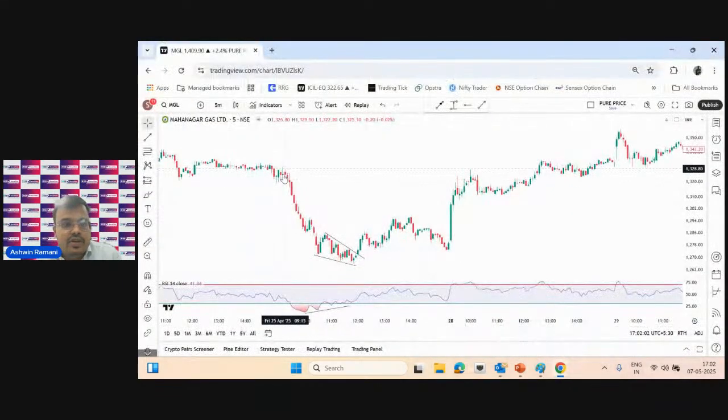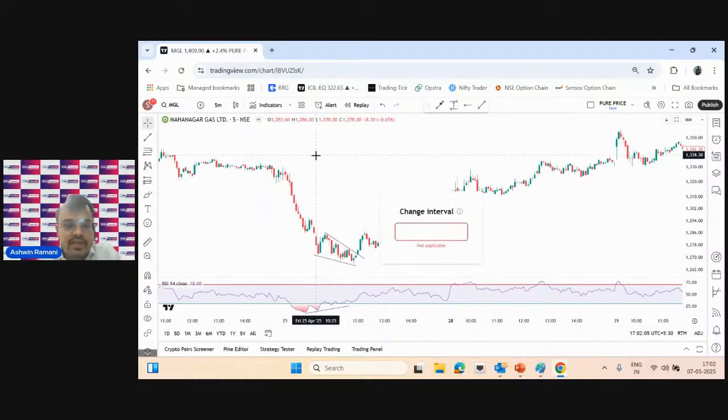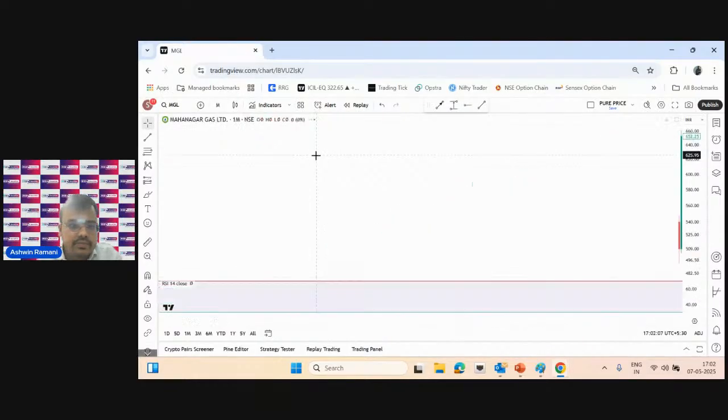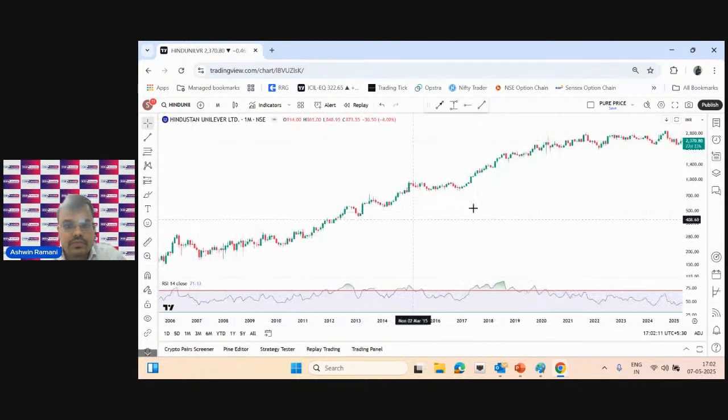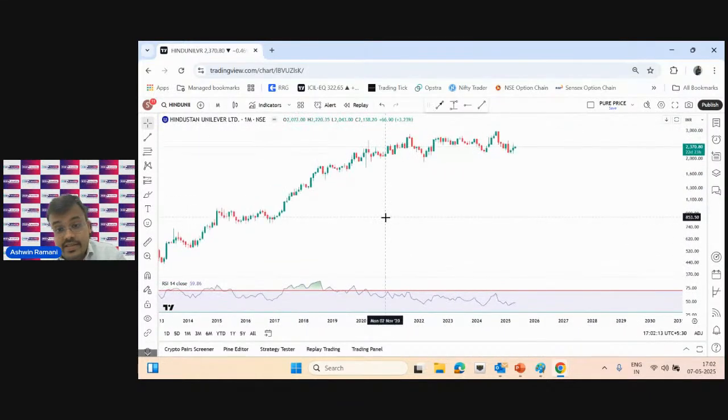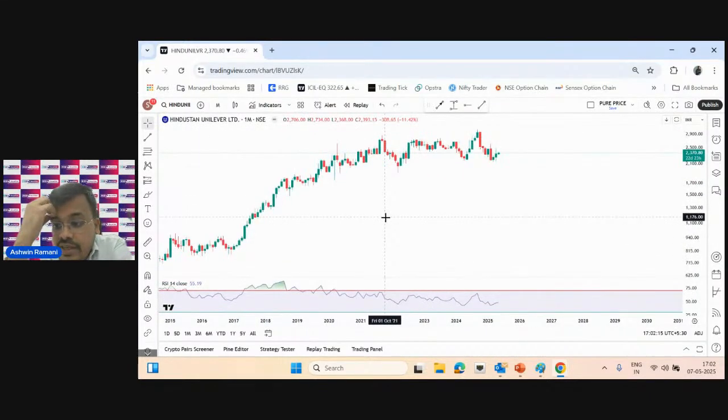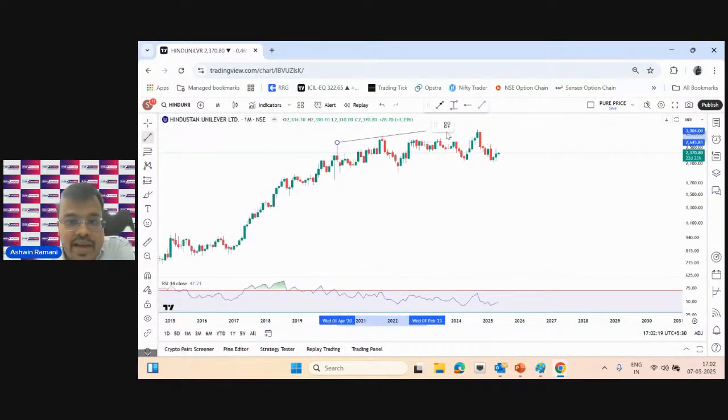HUL, there is a big divergence on a monthly chart. Okay, I'll look at the monthly chart as well. Yes, very good, Smriti ji.